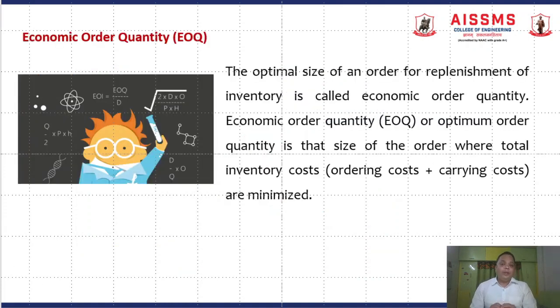EOQ is the optimum size of an order for replenishment of inventory, and it is called the economic order quantity. It is also called the optimum order quantity. It is the size of order where the total inventory cost, which is the ordering cost and the carrying cost, is minimized. We need to minimize both costs with the help of EOQ.